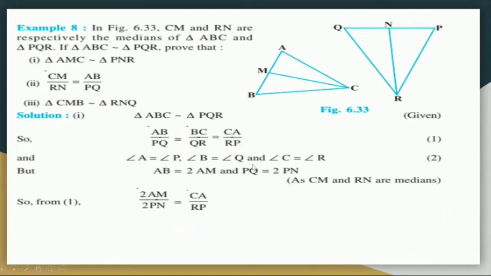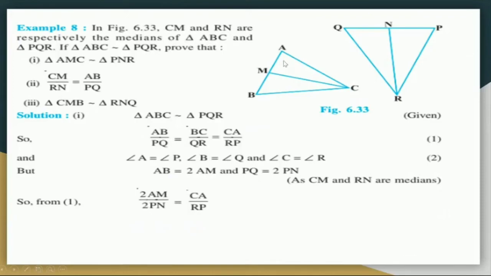Now, what is given to us? Since CM and RN are the medians, can I say that AB is twice of AM and PQ is twice of PN? So instead of writing AB upon PQ, I can write 2AM upon 2PN, which is equal to CA upon RP. Now this 2 and 2 cancel, and I am left with AM upon PN is equal to CA upon RP.